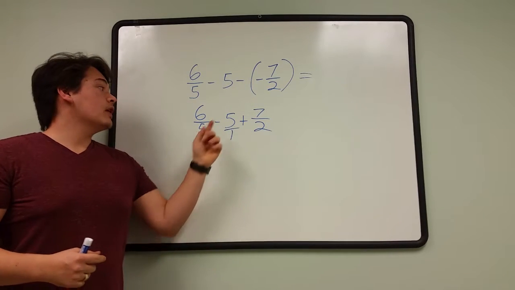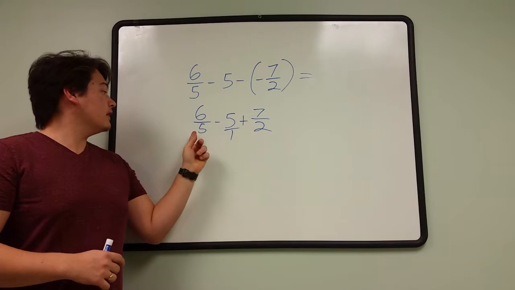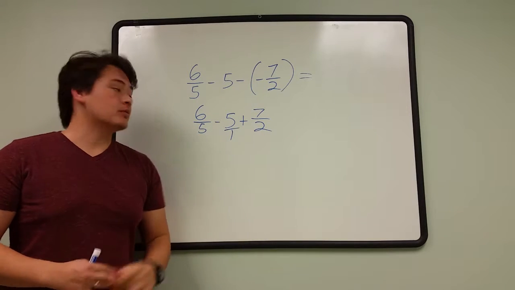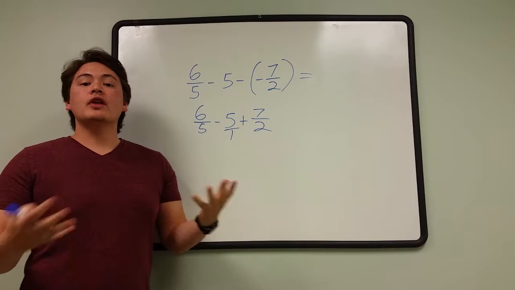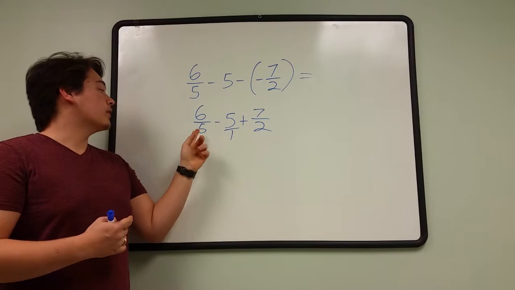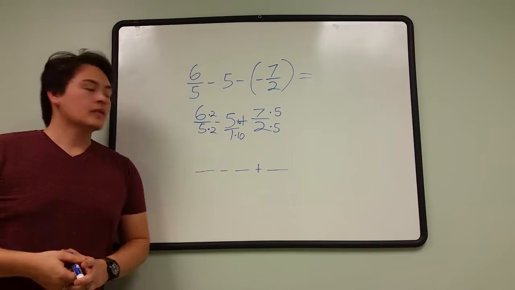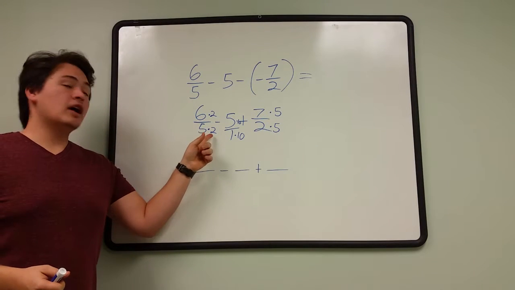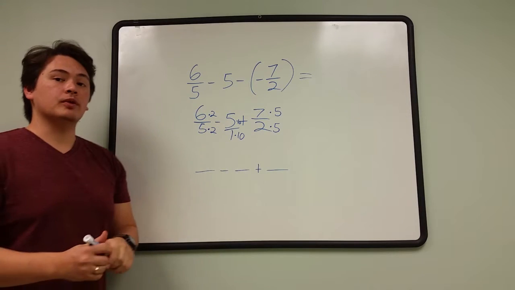So now that I've converted 5 into 5 over 1, let's find the lowest common denominator between 5, 1, and 2. So the lowest common denominator for these numbers is going to be 10. So I need to multiply 5 by 2 to give me 10, and whatever I do at the bottom, I also have to do at the top.